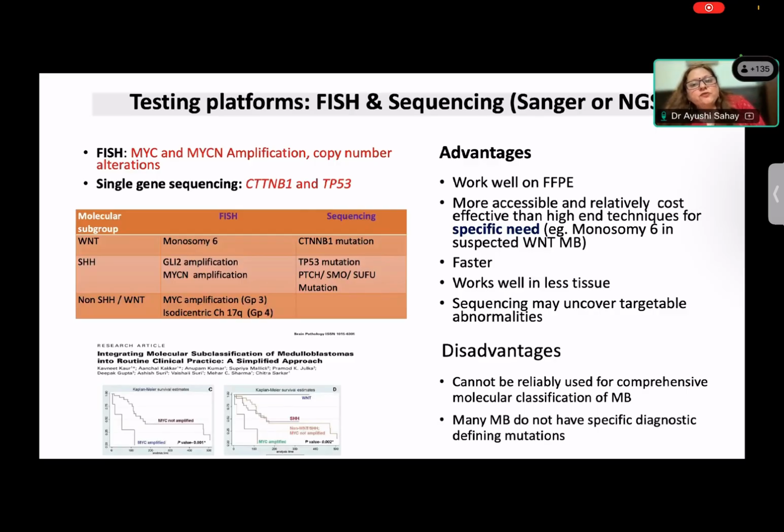Besides this, we have testing platforms of FISH and sequencing for certain types of genetic alterations within these tumors, which can first of all confirm the diagnosis, as well as help predict the risk of behavior. I will not cover this in detail, since this is just for your awareness that FISH and sequencing can give you a lot of molecular information without doing very high-end genetic testing.